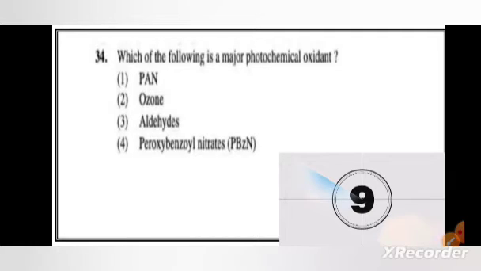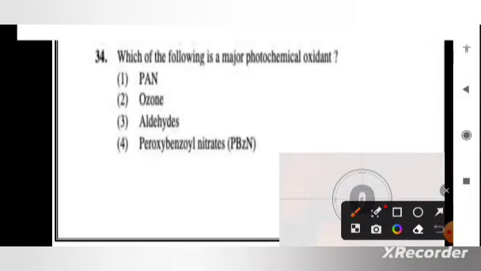After reading the question, I will wait for some seconds so that you can also guess the answer. First question is, which of the following is a major photochemical oxidant? As we know that ozone is one of the most powerful oxidizing agents, which is also a major photochemical oxidant. So here our correct option will be option second.